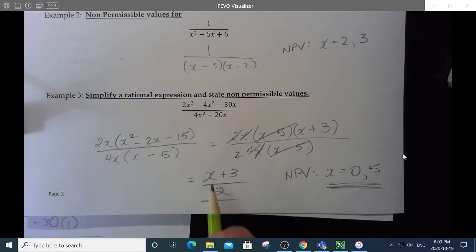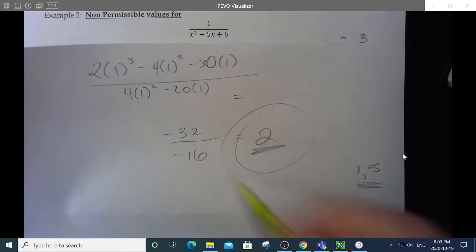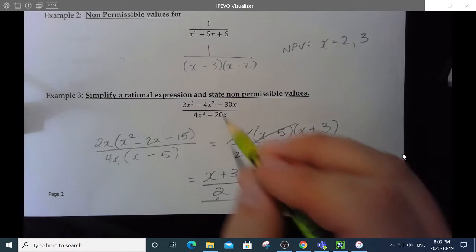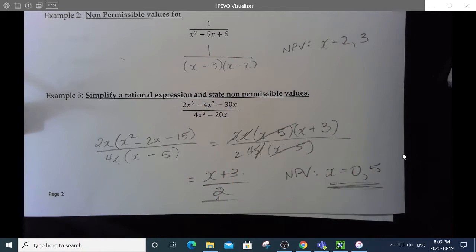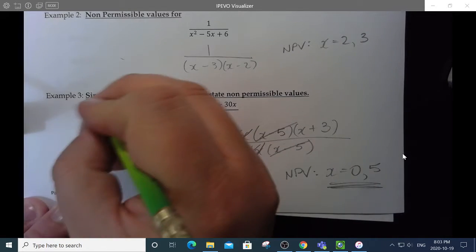And if I plug a 1 in there, I get 1 plus 3 is 4. 4 divided by 2 is 2. And that'll work with any number. It won't always be 2, but any number, if I plug it in through here and plug it in through there, it should be the same thing, because these two expressions are equivalent, but this one has been simplified.